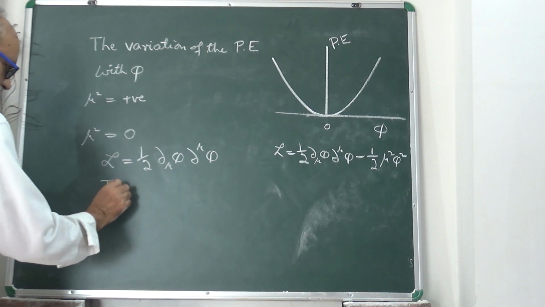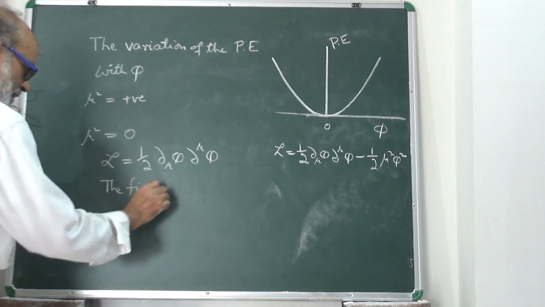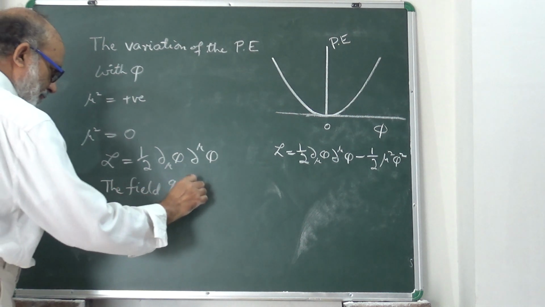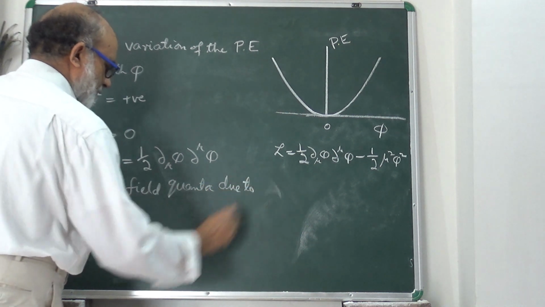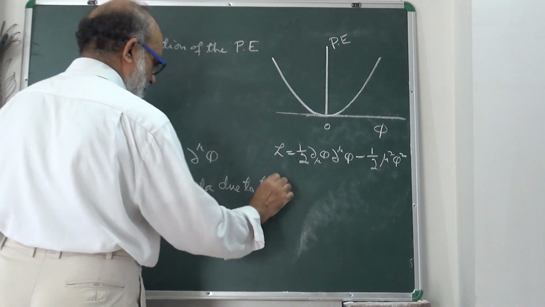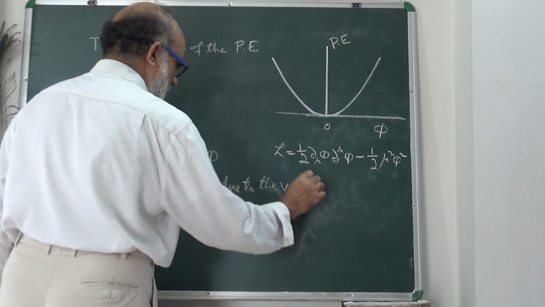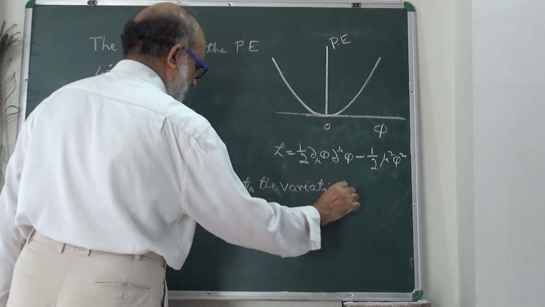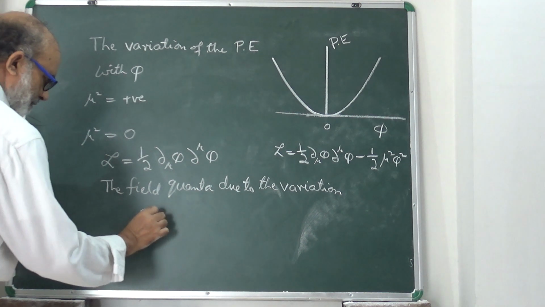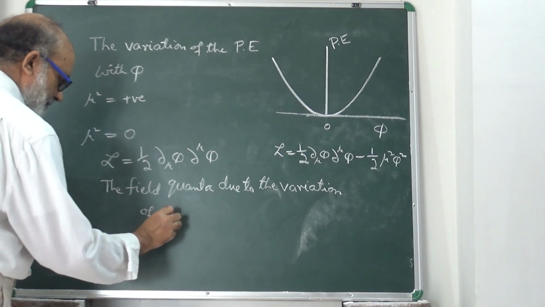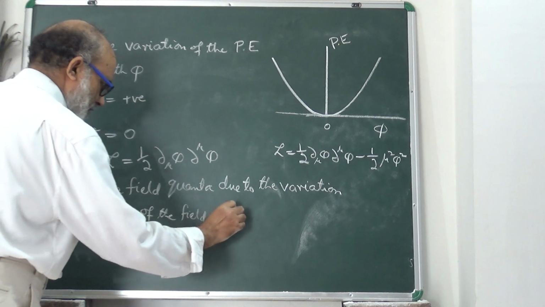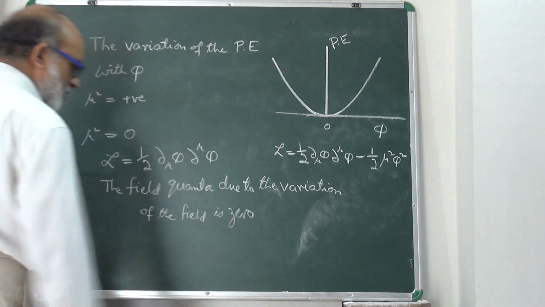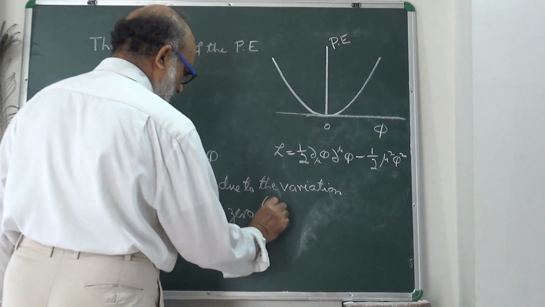The field quanta due to the variation of the field is massless, that is a massless particle.